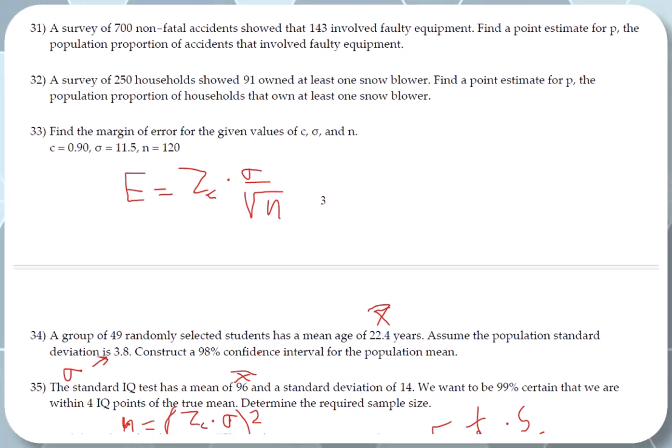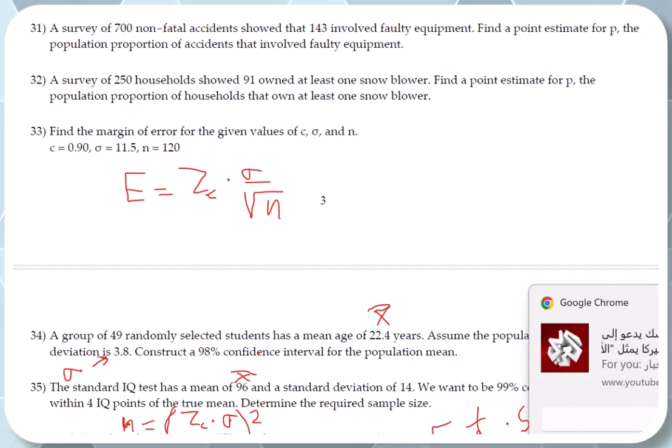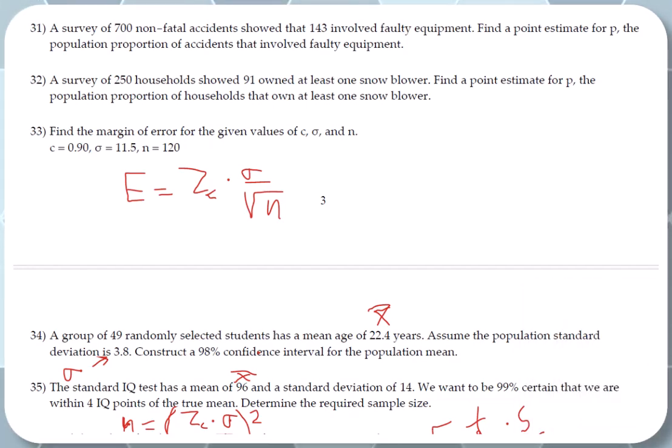Okay, now we're gonna do the remaining part of the review that has to do with confidence intervals. 31. A survey of 700 non-fatal accidents showed that 143 involved faulty equipment. Find a point estimate for P. A point estimate for P is simply asking you to find the sample proportion. And the sample proportion is nothing but X over N. X is 143 and N is the sample size 700. So just divide 143 by 700.